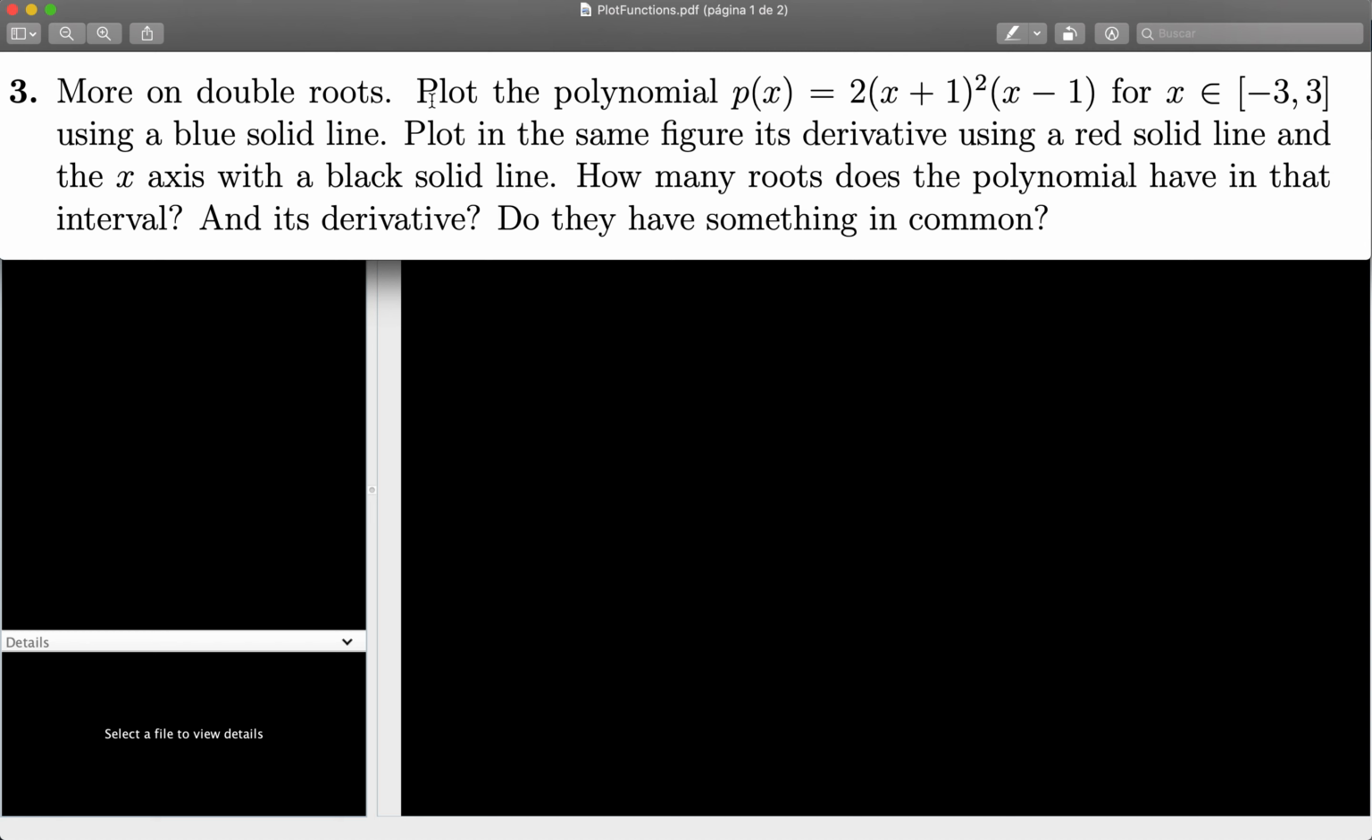In this particular exercise we have to plot the polynomial p of x, which is equal to 2 times (x plus 1) squared times (x minus 1) for the domain of x from -3 to 3, both limits included, in this case using a blue solid line. We have to plot in the same figure also its derivative using a red solid line and the x-axis with a black solid line. The statement is very similar to exercise 2. And then we have 3 questions that we are going to solve once we have plotted the functions.